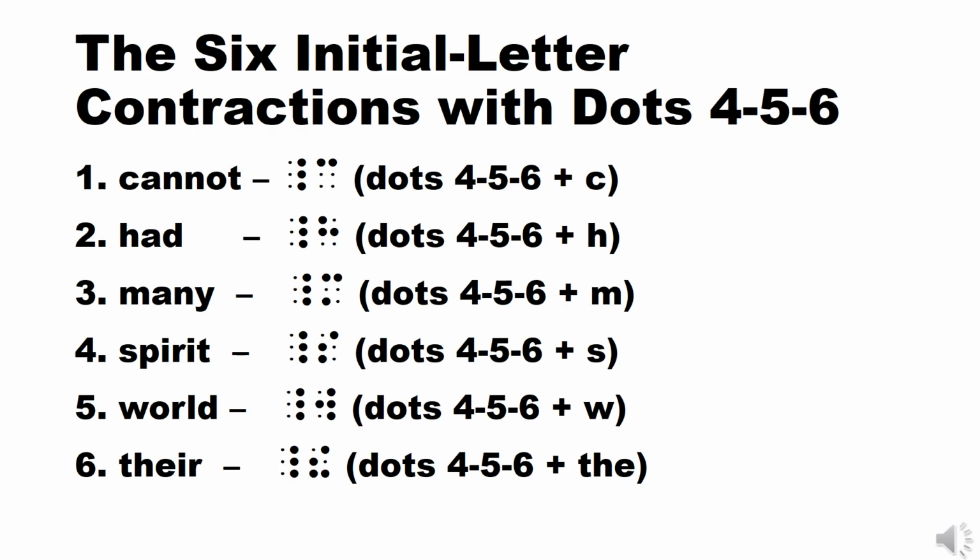Now, let's meet the stars of the show. With dots 4, 5, 6, we have 6 very important words. Each one is formed by combining the prefix dots 4, 5, 6 with a specific letter or contraction. Cannot is dots 4, 5, 6 plus the letter C. Head is dots 4, 5, 6 plus the letter H. Many is dots 4, 5, 6 plus the letter M. Spirit is dots 4, 5, 6 plus the letter S. World is dots 4, 5, 6 plus the letter W. There is dots 4, 5, 6 plus the strong contraction the. So instead of writing out all the letters of these words, Braille gives us this smart shortcut, just 2 cells that represents the entire word. Pretty powerful, right?